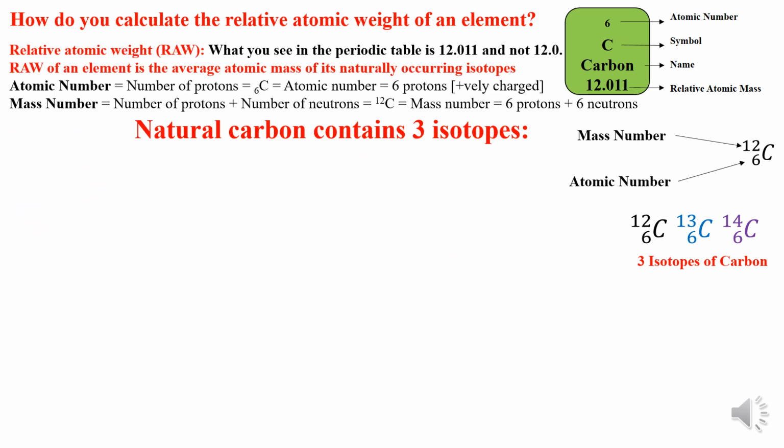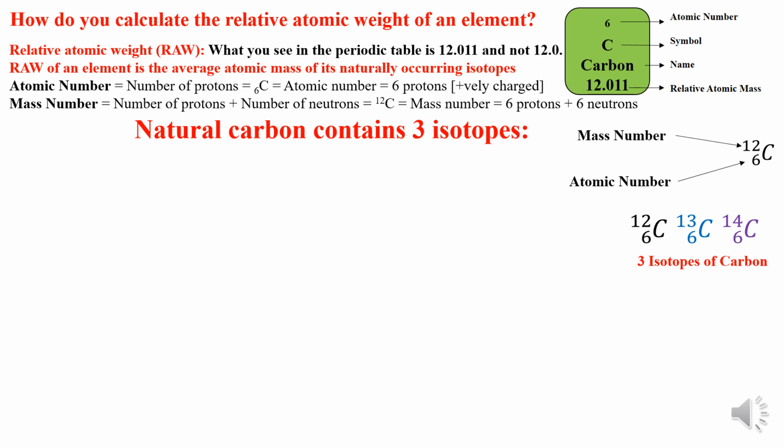One should be familiar with three important terminologies in order to better understand the concept of relative atomic weight. They are atomic number, mass number and relative atomic weight. Atomic number represents the total number of protons and it is 6 in case of carbon. And mass number represents the sum of protons and neutrons present in the nucleus and it is 12 in case of carbon. And relative atomic weight of an element is the average atomic mass of its naturally occurring isotopes. And what are the naturally occurring isotopes in case of carbon? They are C12, C13 and C14.